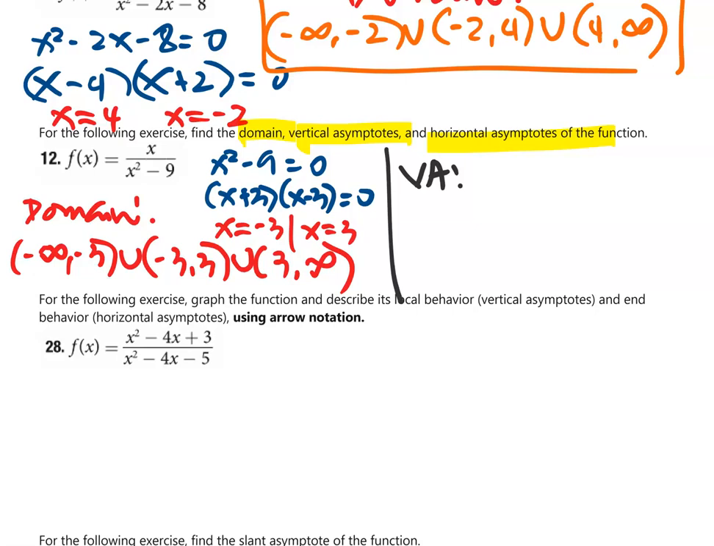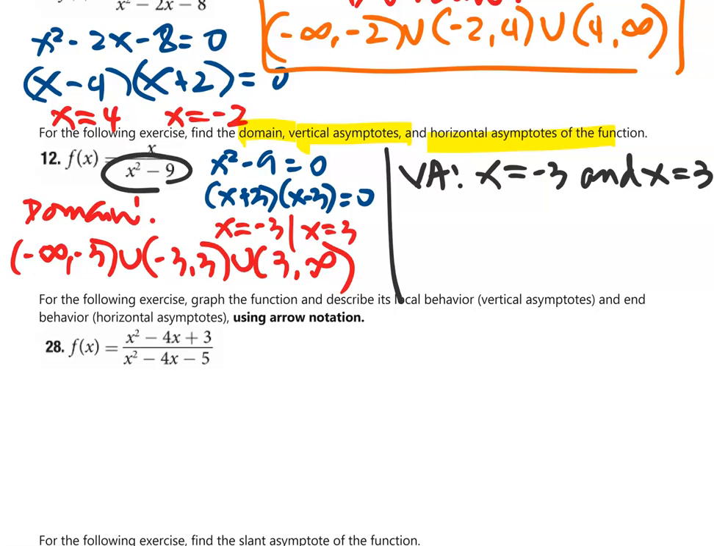and remember, the vertical asymptote comes from your denominator. We did not cancel x plus 3 and x minus 3. Those are the factors of the denominator. So those restrictions are going to be your vertical asymptotes. So x is equal to negative 3 and x is equal to positive 3.